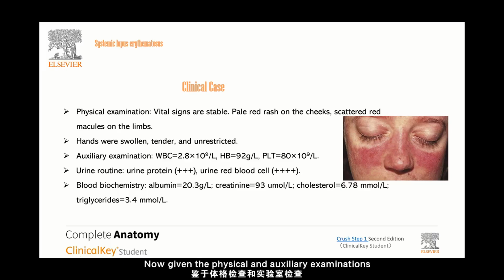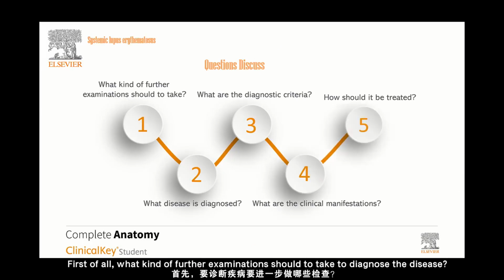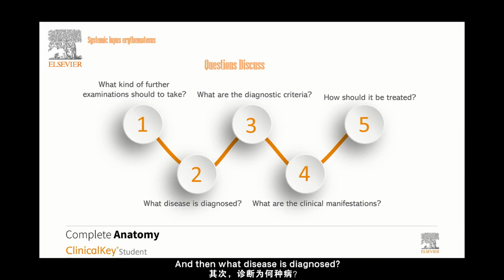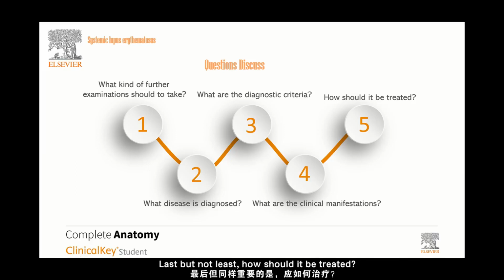Now, given the physical and auxiliary examinations, we have 5 questions to discuss. First of all, what kind of further examinations should you take to diagnose the disease? And then, what disease is diagnosed? The third question is, what are the diagnostic criteria? Fourthly, what are the clinical manifestations so that we can immediately suspect the disease? Last but not least, how should it be treated?